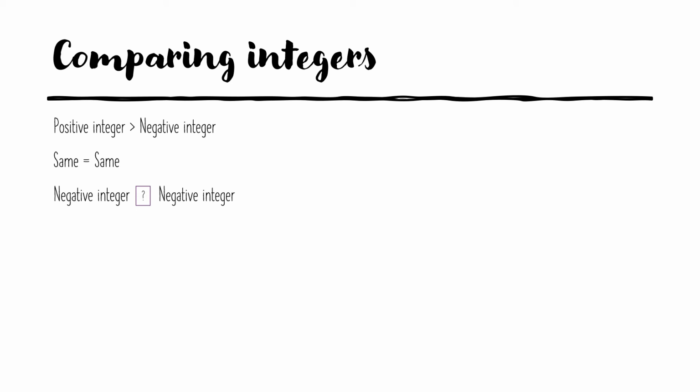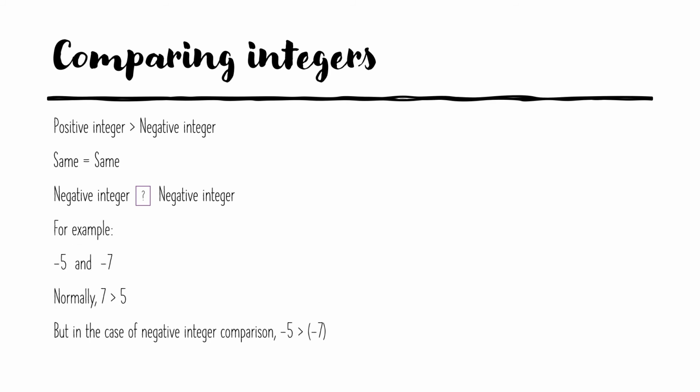Now comparing integers. So anyway, with the signs, positive integers are always greater than negative integers. And same numbers equals same numbers. So what about negative integers and negative integers? So let's take an example. For example, negative 5 and negative 7. Normally, 7 is greater than 5. But in the case of negative integer comparison, negative 5 is greater than negative 7.